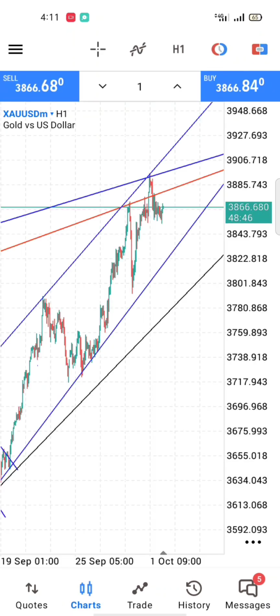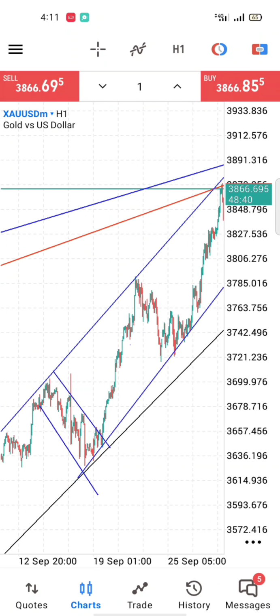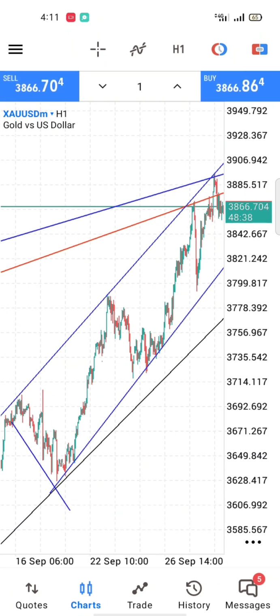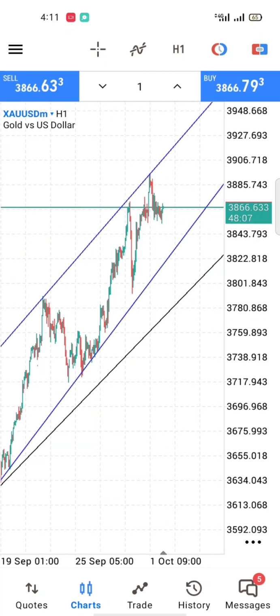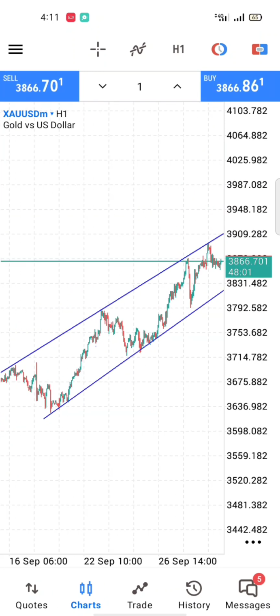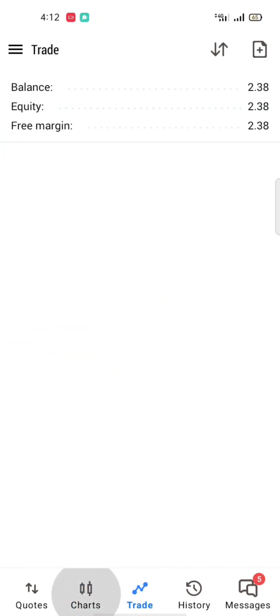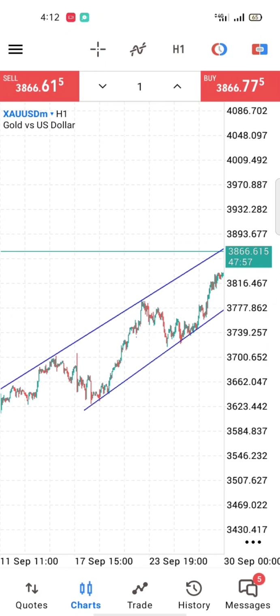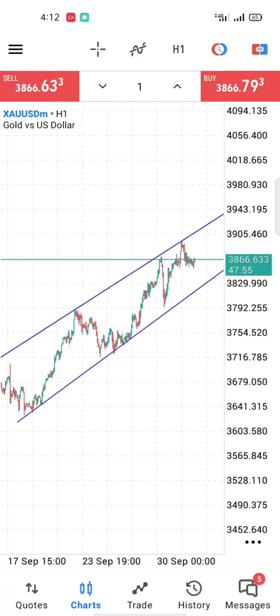This is XAUUSD, and currently it has been overall bullish. The traders have been buying for a long period of time. So if you watch, you can see that. Let me try and clear everything from the charts here to show you what I'm telling you. Currently it has been bullish for a long period of time, and you can see that the traders have been buying.